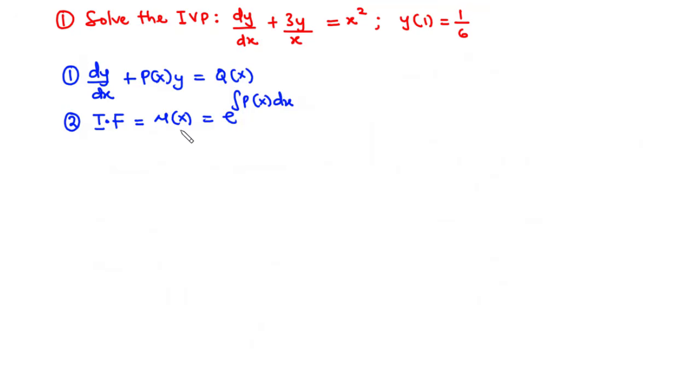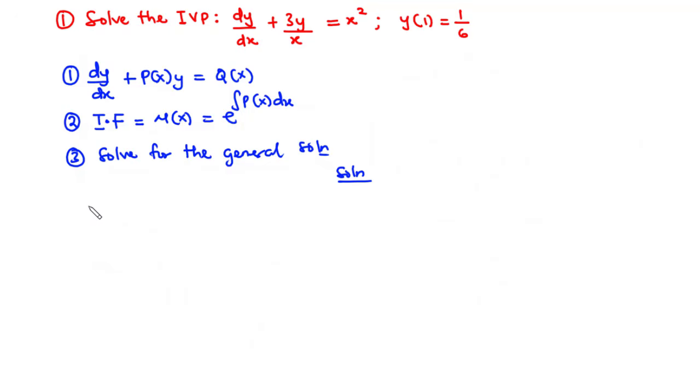After finding the integrating factor, the next thing we are going to do is to solve for the general solution. Now, this happens to be our first example, where we are going to solve the initial value problem dy/dx plus 3y over x equals x squared, with the initial condition y of 1 equals 1/6. So let's try to solve our first example.